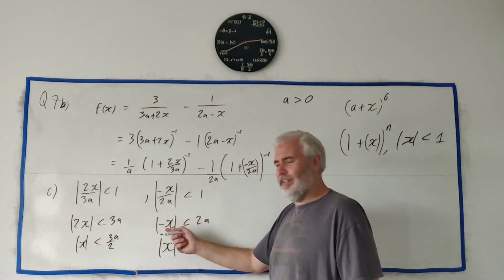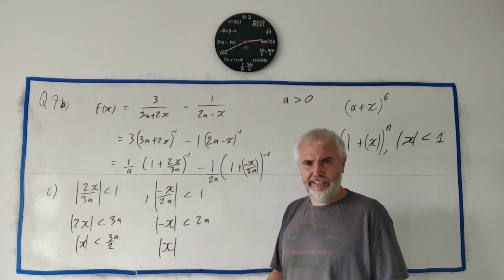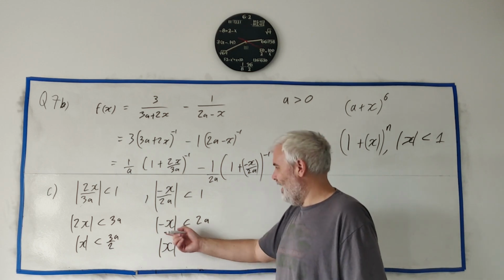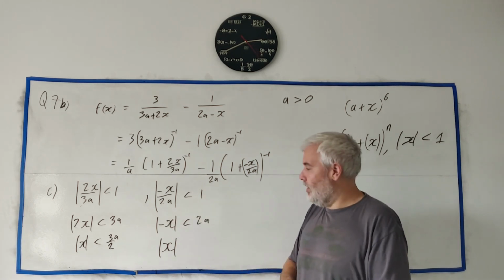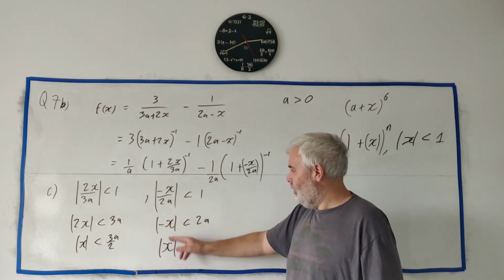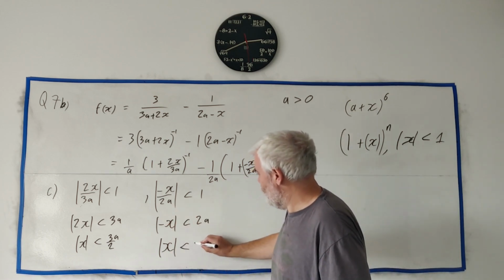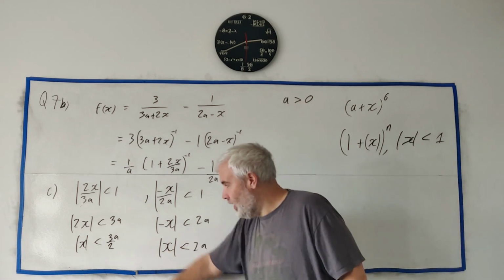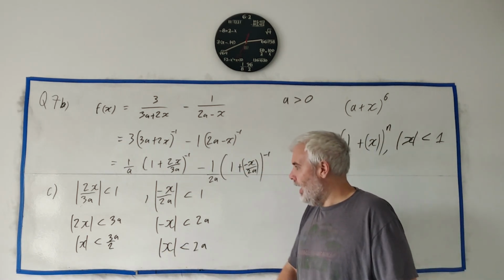Because remember what the absolute value does. It just multiplies by a minus if it's less than 0. So if it's greater than 0, we leave it alone. So basically it's two things. It's positive and negative. Well, this is positive and negative in an identical way as that. So we can just write it like that. These two things have to be true. Both of them have to be true.